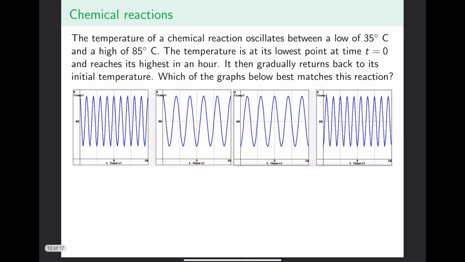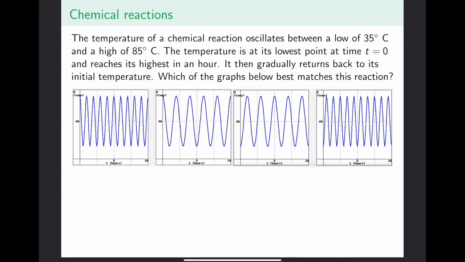Now, for the next application, we're going to take a look at the various graphs that we can obtain from the experiments, and we're going to try to figure out if we can understand the pattern and match it to the situation that we have.